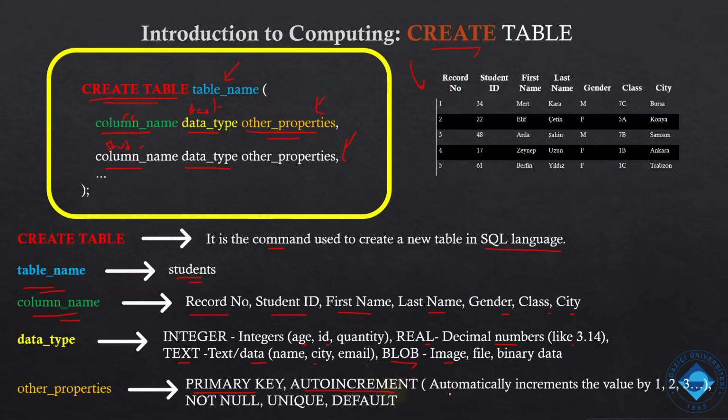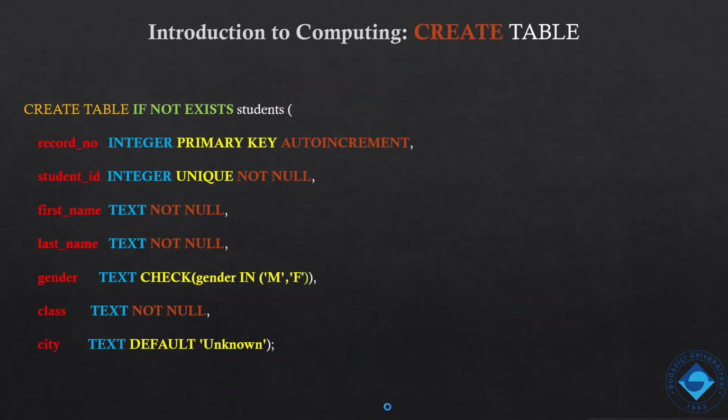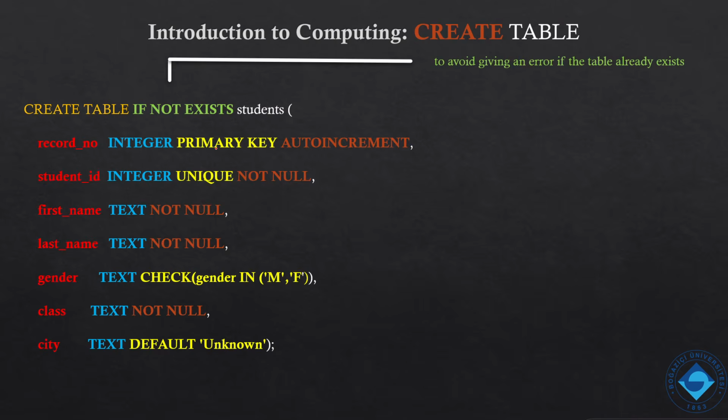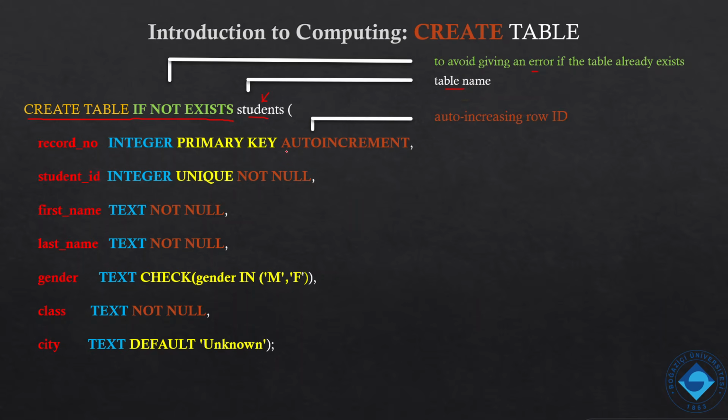Auto increment means it automatically increments the value, like 1, 2, 3. Then not null, unique, and default. I will give an example, just a second. Okay, first of all, we are going to start with this example. Our aim is to create our students table, and here I'm using these keywords: create table if not exists, to avoid giving an error if the table already exists. And students is our table name, and that one is our properties.